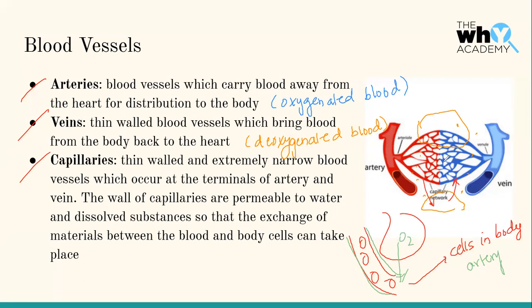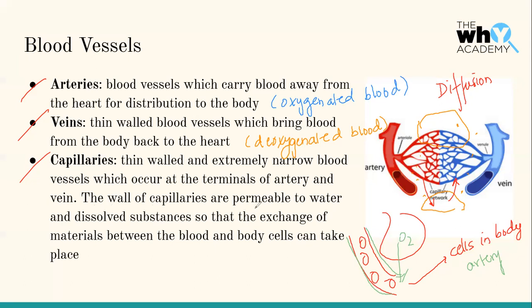So this capillary network exists for the main reason of performing diffusion, so that there can be transfer via diffusion. That's why they are made very thin and spread out. They have more surface area and they are very thin, so that diffusion can happen. Exactly what is given here, right? They are thin walled and extremely narrow blood vessels which occur at the terminals of arteries and veins.